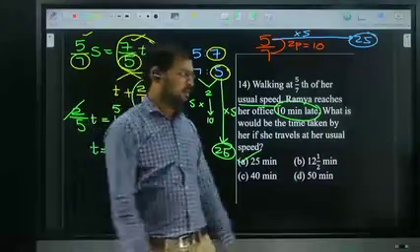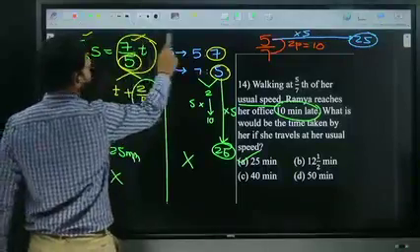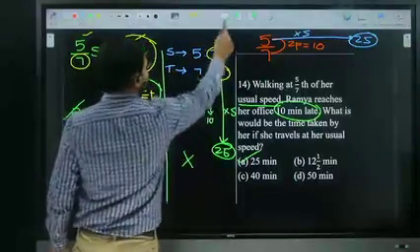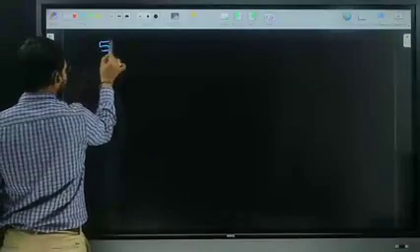Very good. Just wait a second. The same question, they may ask in 4 different ways. Look at me. Here they asked 5 by 7th of the original speed.